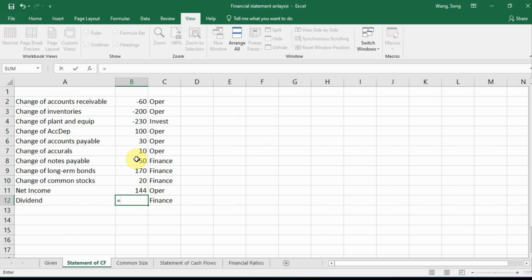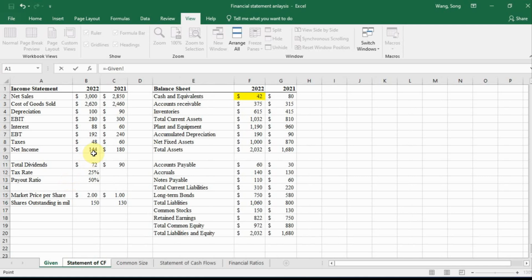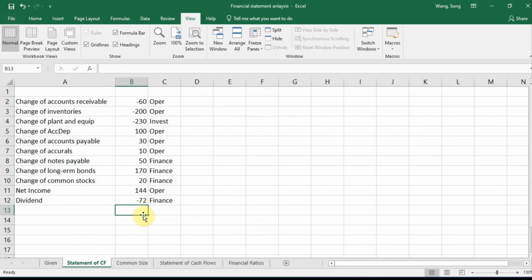And for dividend, don't forget that's something you pay out. It's a negative number. Make it connected to the income statement for dividends. That's negative dividend. So the output should be negative 72.